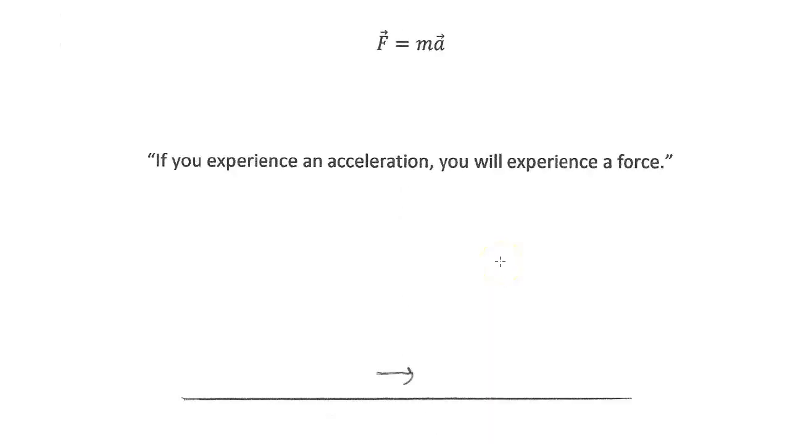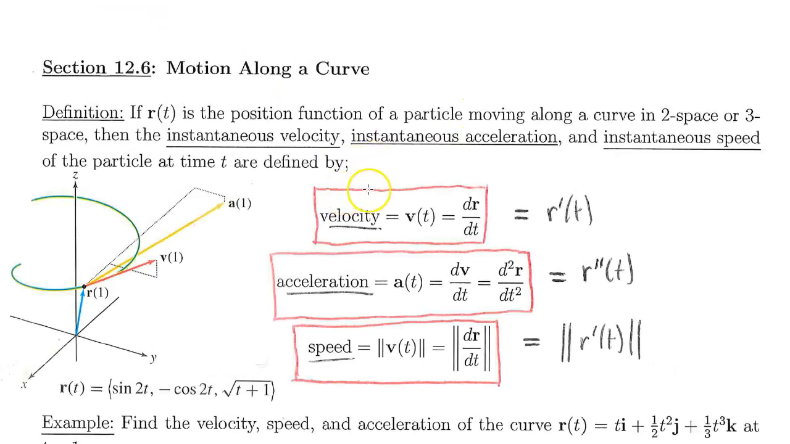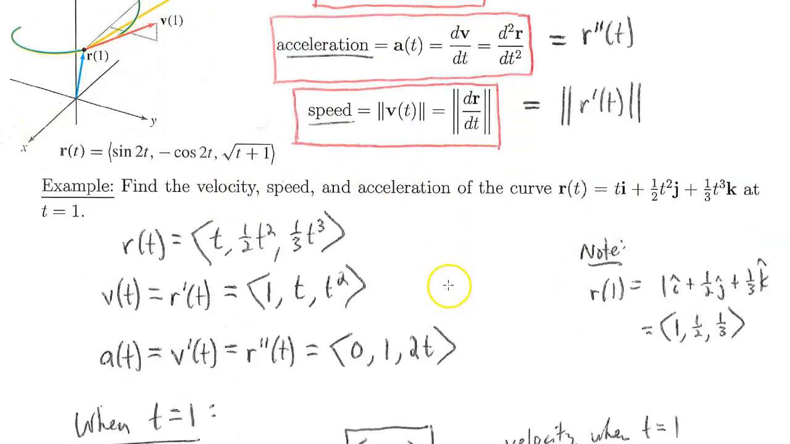So force is equal to mass times acceleration. But remember, acceleration is a change in velocity, the change in the velocity vector. Now let's come back to this page here. Let's do an example. Find the velocity, speed, and acceleration of the curve r of t equals t, comma, 1/2 t squared, comma, 1/3 t cubed, at the time when t equals 1. So maybe at t equals 1 second, how fast are you moving? What's your speed? What's your velocity? What's your acceleration at that time?